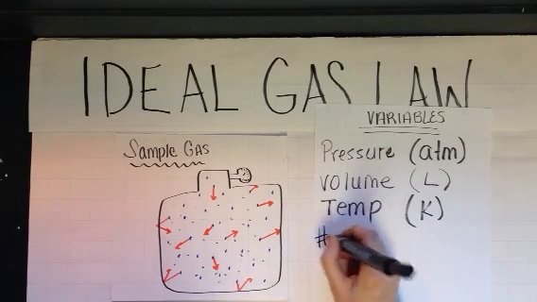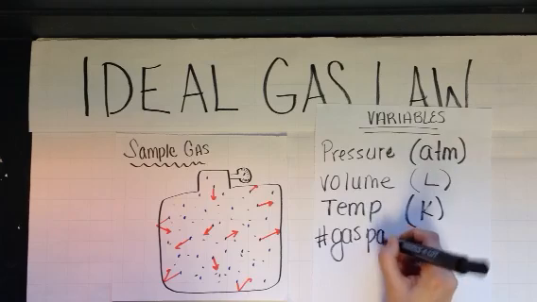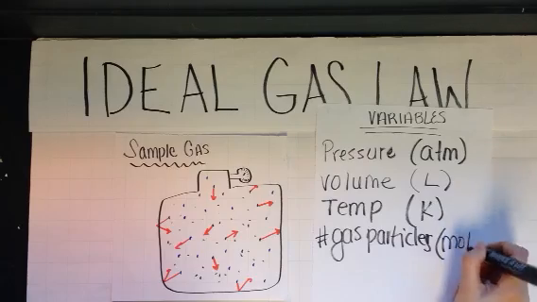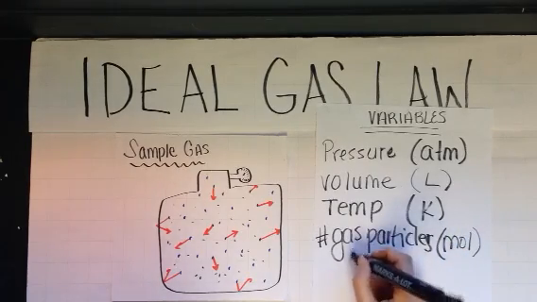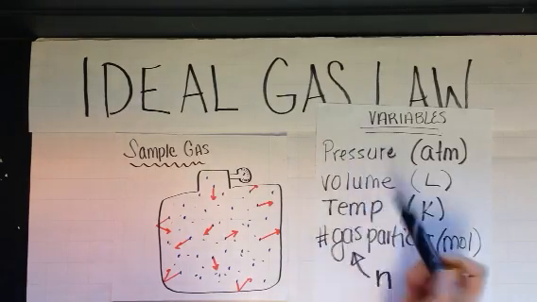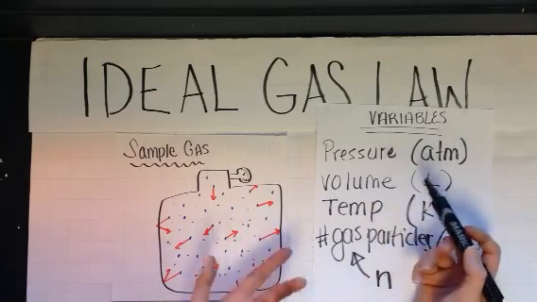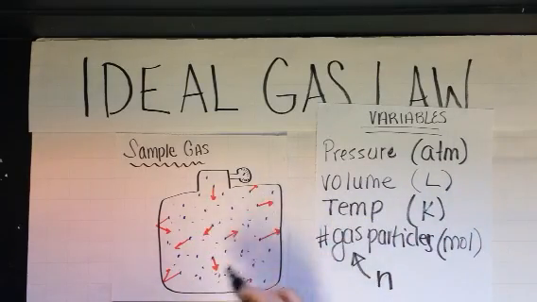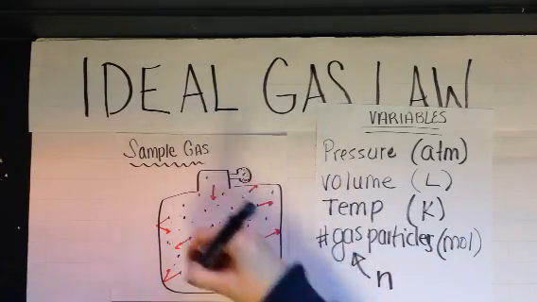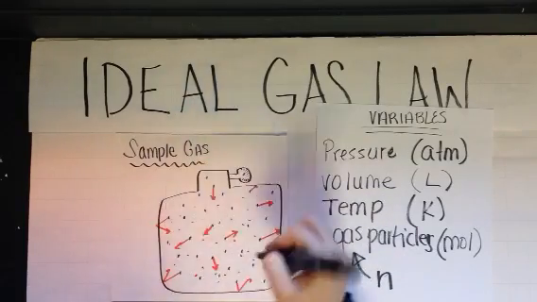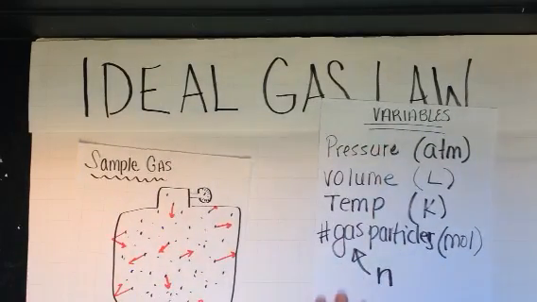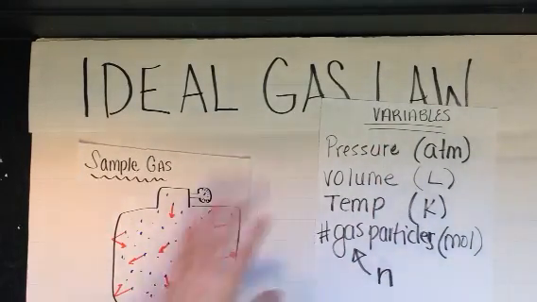And so your number of gas particles is measured in moles. And your number of gas particles is represented by the variable n. Remember, P stands for pressure, V stands for volume, T stands for temperature. Those are easy. But your gas particles, that's n. And it needs to be measured in moles. So we look at how many moles of gas we have in here. We don't count them up because there are so many gas molecules. All right? Well, good.